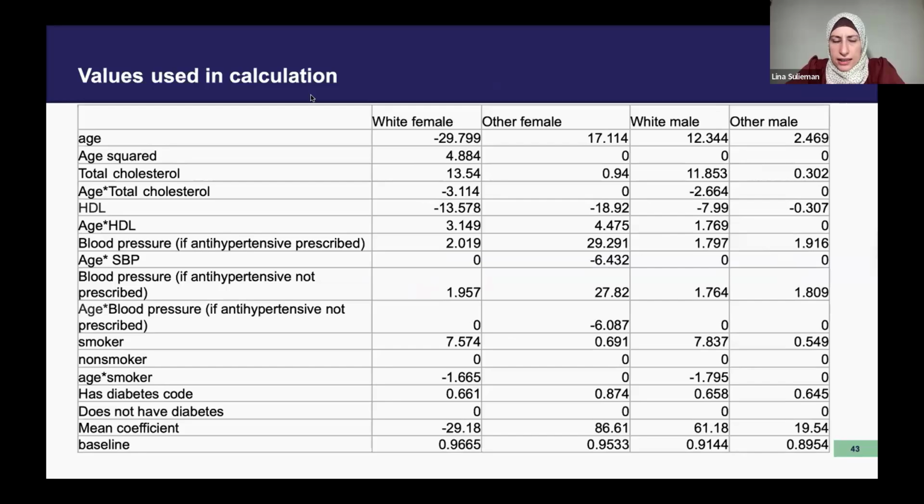So using the values that have been used in the calculations, I'm not going to go through those, but feel free to do that. Feel free to use them for your own calculations. Those are the coefficients that we used in order to calculate the risk score. We collected the age and all those variables for those participants, and used the coefficients to calculate the risk score.